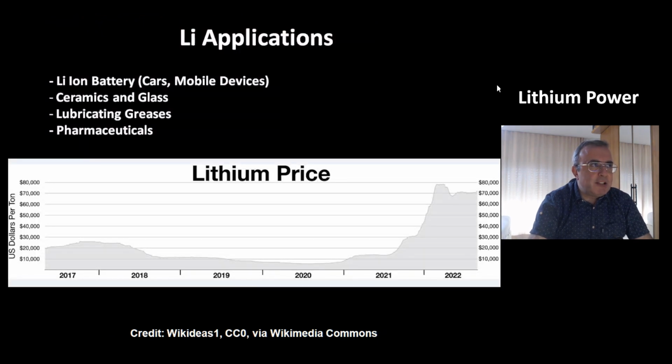These are the applications for lithium. You can use it for the lithium-ion battery, for ceramics, glass, for lubricating greases, and for pharmaceuticals. This picture shows you the development in the prices of lithium. Just 18 months ago, price was at about 15,000 US dollars per ton. Now it's at 70,000 US dollars per ton.